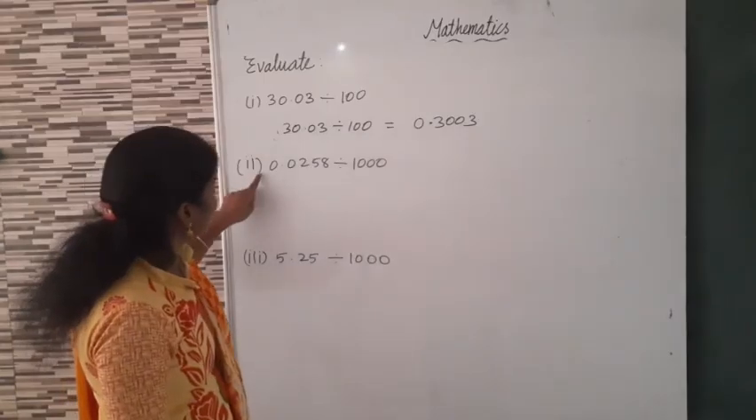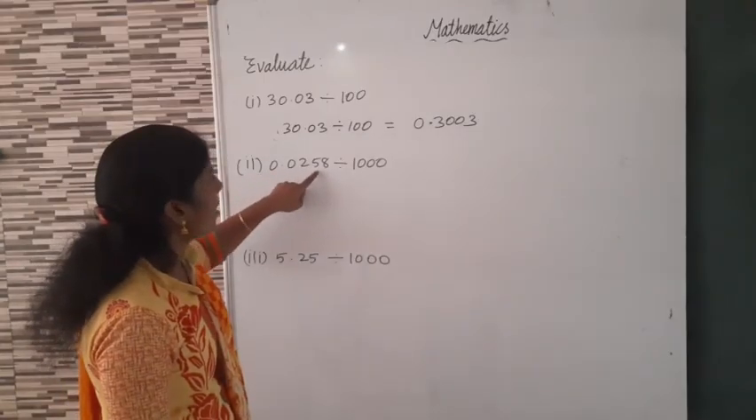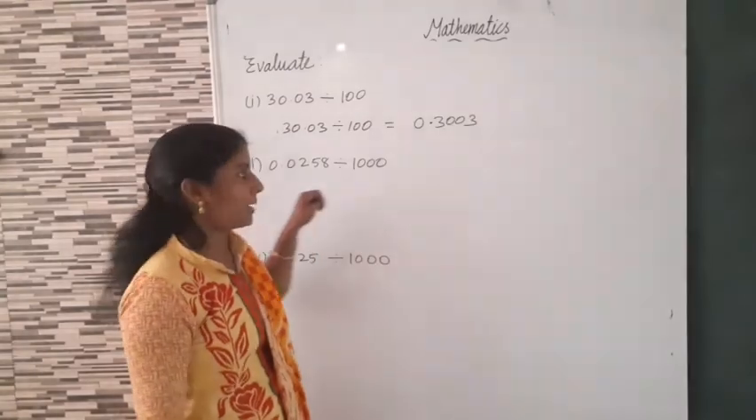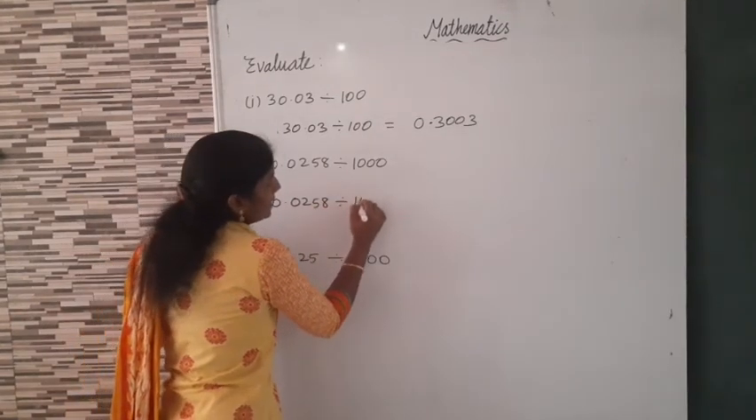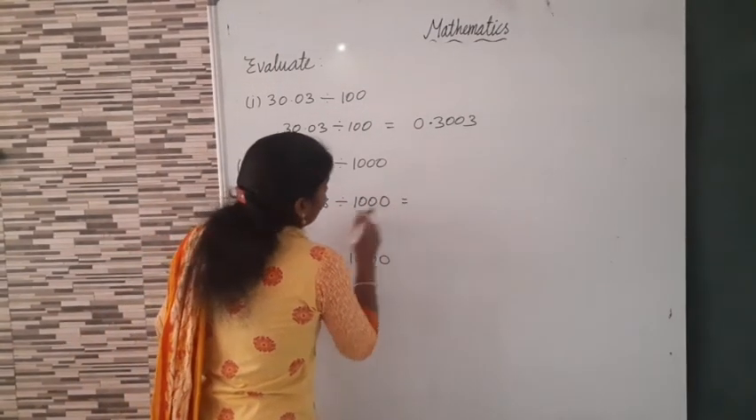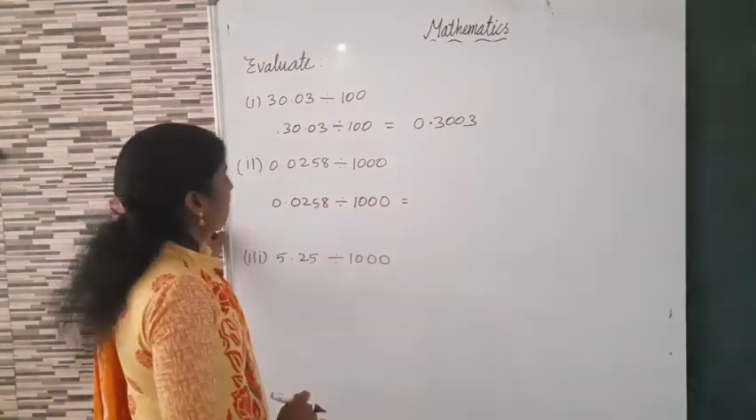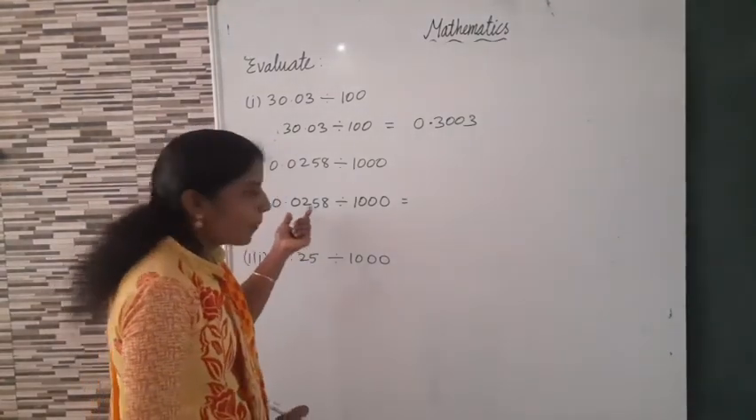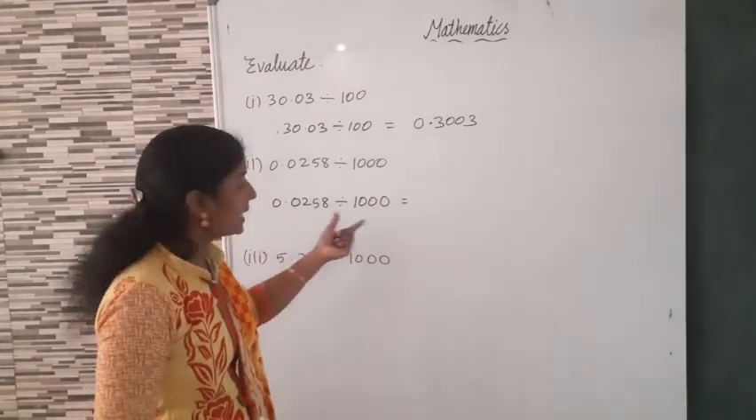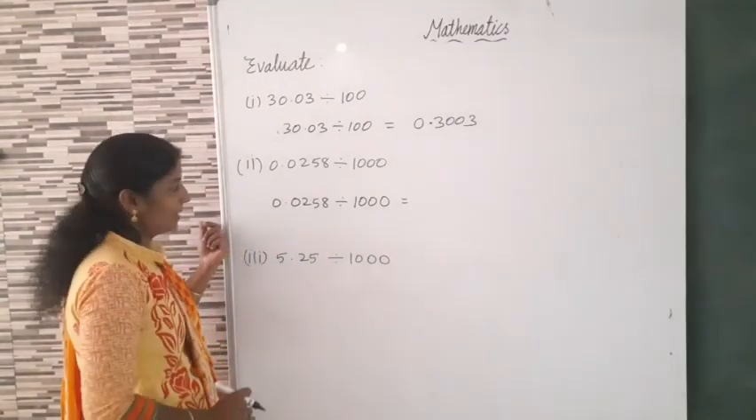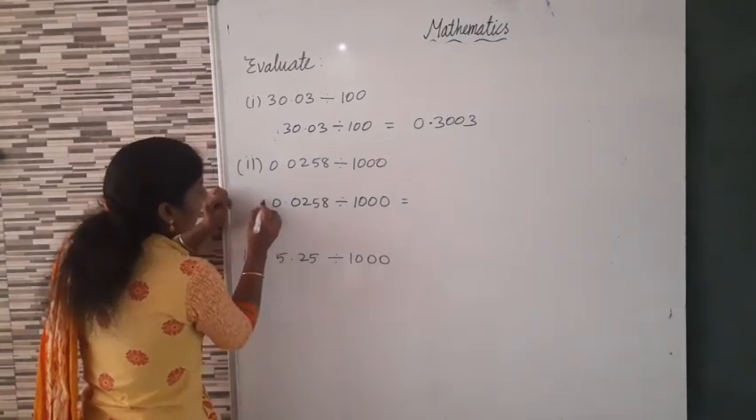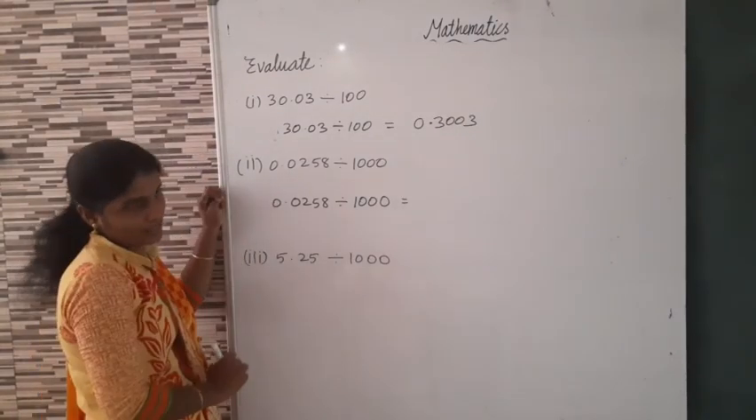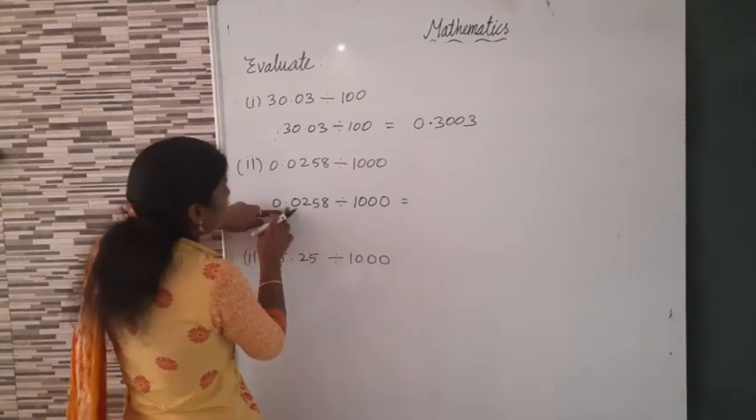Now second one, 0.0258 divided by 1000. Okay, 0.0258 divided by 1000. Divided by 1000 means shifting the decimal point. How many places? 3 places to the left side. 3 places. Already we have here 1 place. Again we can add 2 places. Then we can put the point. Isn't it? So here what's the answer?